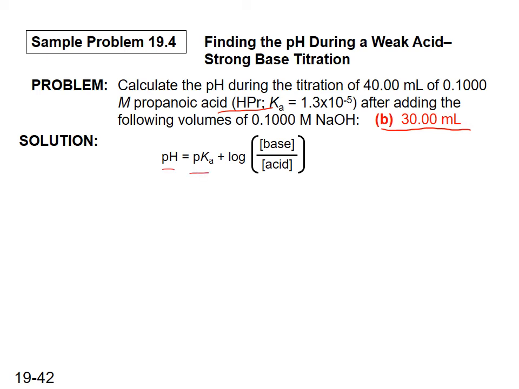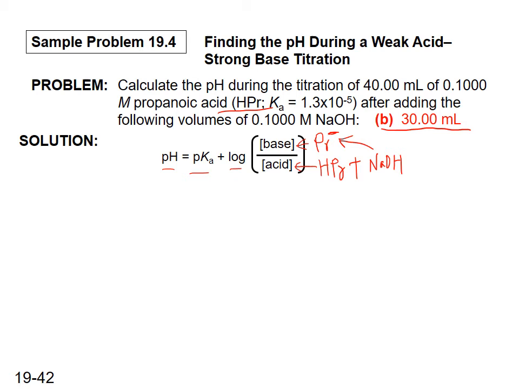pH = pKa + log of the conjugate base over the weak acid. The weak acid in this case is propanoic acid, and the conjugate base is propanoate, the anion. This is due to the reaction: acid plus sodium hydroxide gives you the anion plus water. Therefore, in order to use this equation, we need to know how much acid remains in the solution and how much base is generated by the titration reaction.